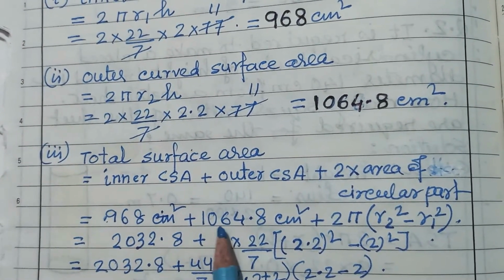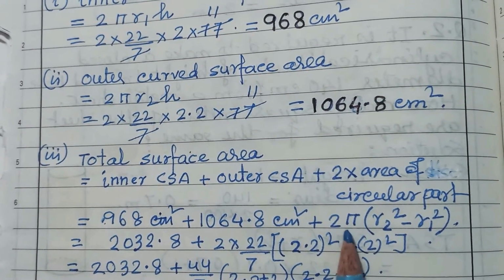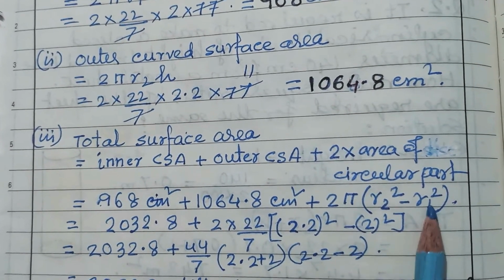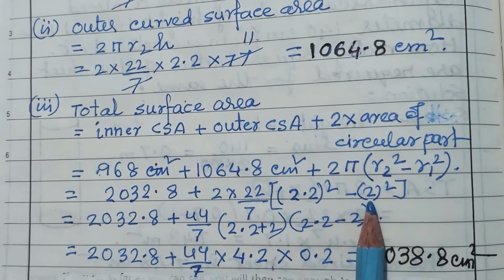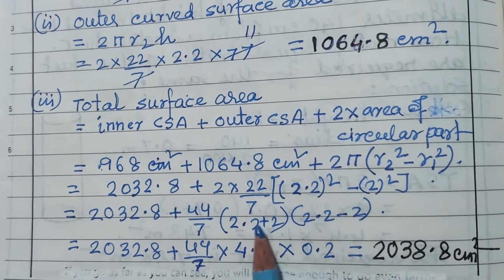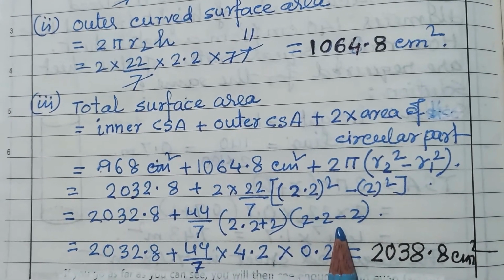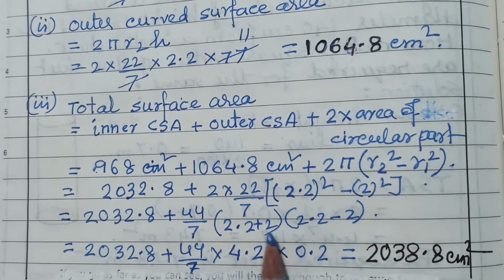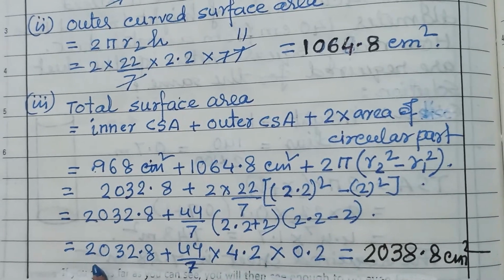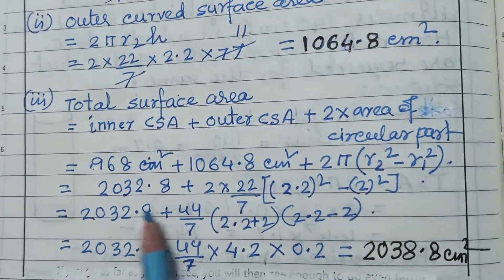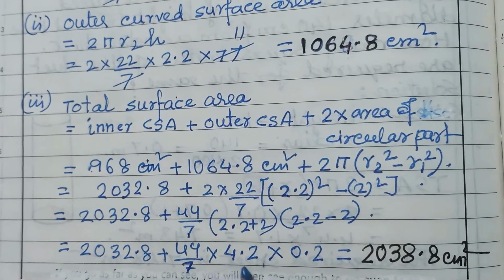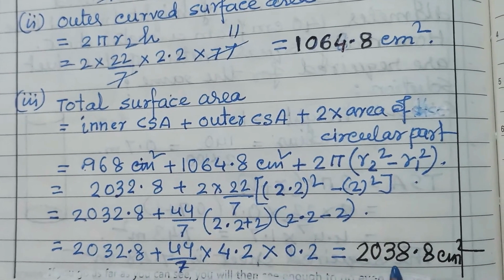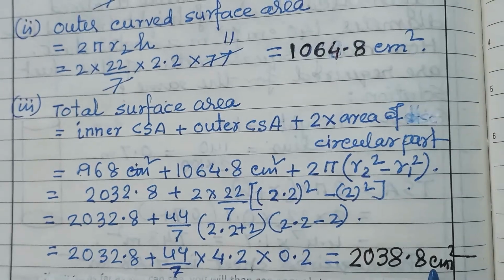Now inner we have got, outer we have got. The area of the circular part is π(r2 square minus r1 square). Okay, it's the formula. Now substitute the value. a square minus b square is (a plus b) into (a minus b). Okay, in this way, by the identity, you can solve it easily. Now this plus this is equal to this, and substitute the value. So the total value is 2034.8 centimeter square. Got it?